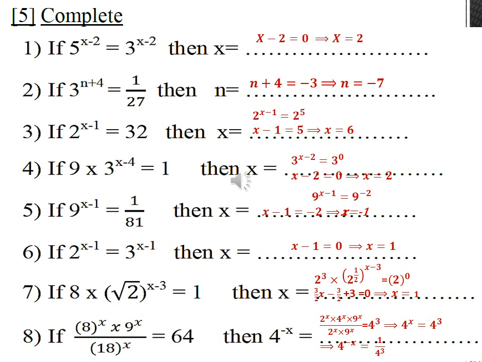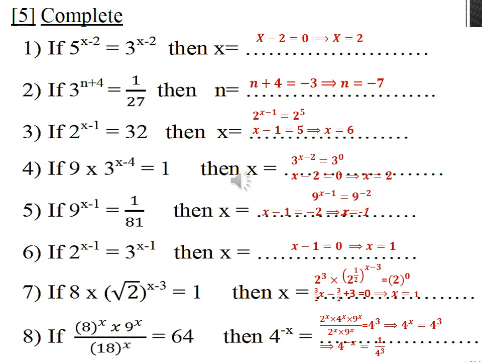Same. Number 2: 3 to the power n plus 4 equal 1 over 27. We must make 27 at the same base 3, that's meaning 3 to the power 3. So n plus 4 equals negative 3. Why negative 3? Because if we're making multiplicative inverse, it will become negative 3. And after solving, we will find n equal negative 7. In the same way, number 3, we will find x equals 6.